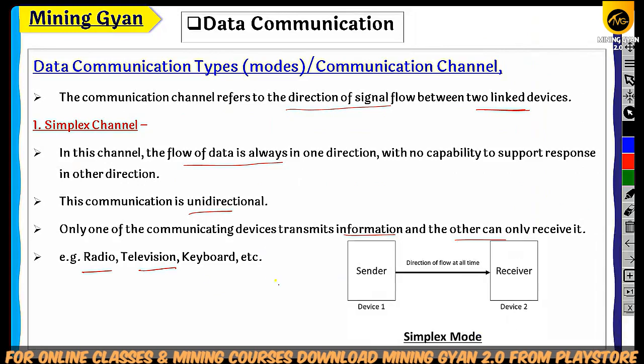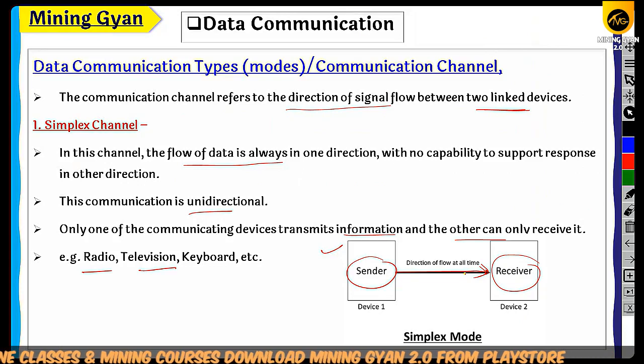Now, this is the diagram of the simplex mode. There is one sender, which is device 1, and there is the receiver, which is device 2. The direction of the flow is the same at all times. So at a time, the unidirectional signal is transferred from device 1 to device 2. Okay, there is no facility for the sender to receive any kind of response from the receiver side. So that is called the simplex mode, or simplex channel, of data transmission.